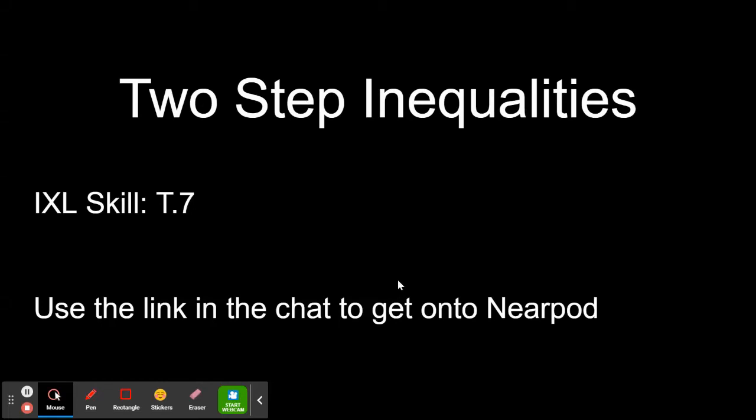All right, hello everybody. Today you're going to be looking at solving two-step inequalities. A lot of the same skills that are used in solving equations are going to be used in solving our inequalities. You can see that you have a new IXL skill that's going to be assigned there.